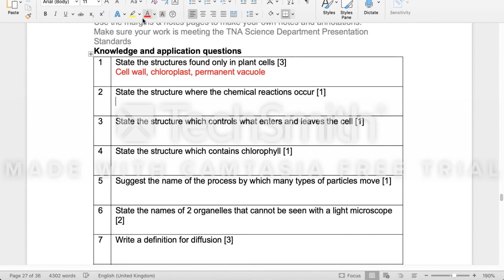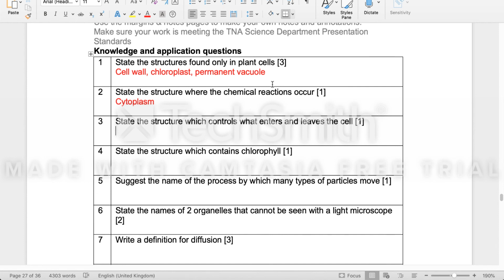Number 2, state the structure where chemical reactions occur. This one is your cytoplasm. Okay. So my hope for you guys is that these organelles and functions come to you as second nature because you revise them so much. This is where I want you to be at, so that on an assessment you're not wasting time remembering all these different organelles and their functions.